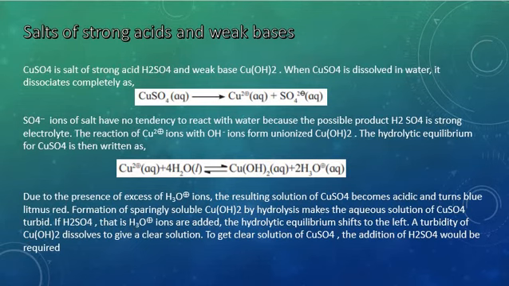And due to the formation of cupric hydroxide, the solution will start becoming turbid. And in this case we add sulfuric acid. Adding sulfuric acid provides hydrogen ions to the solution and the hydrolytic equilibrium shifts towards the left and the turbidity of cupric hydroxide dissolves to give a clear solution. So to get a clear solution of copper sulfate, addition of H2SO4 would be required.